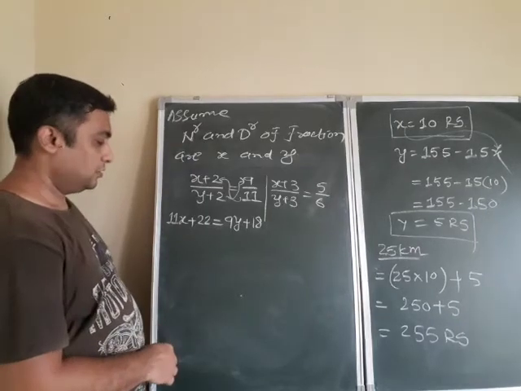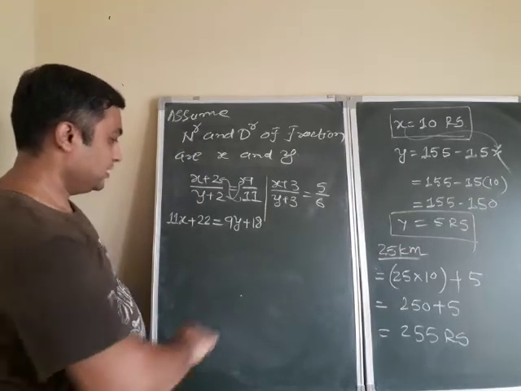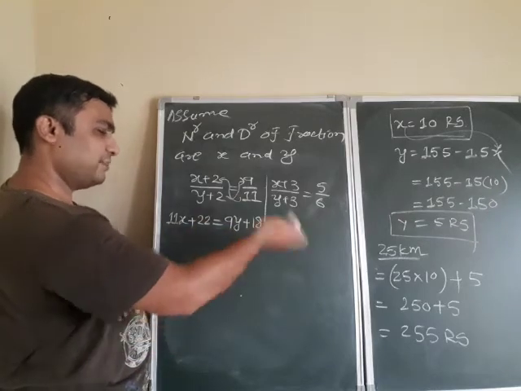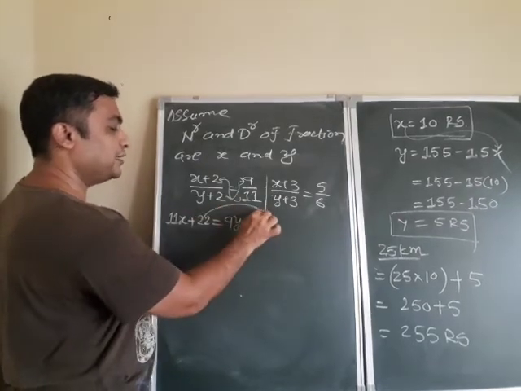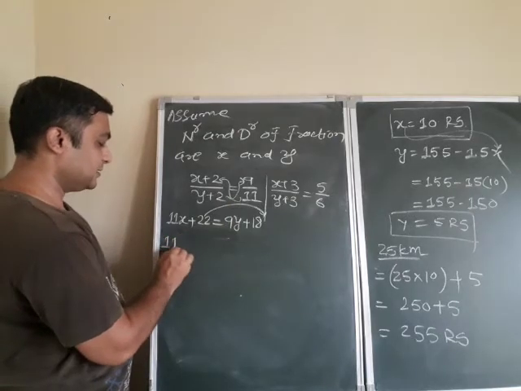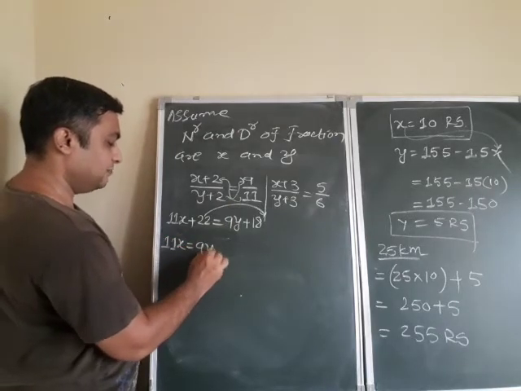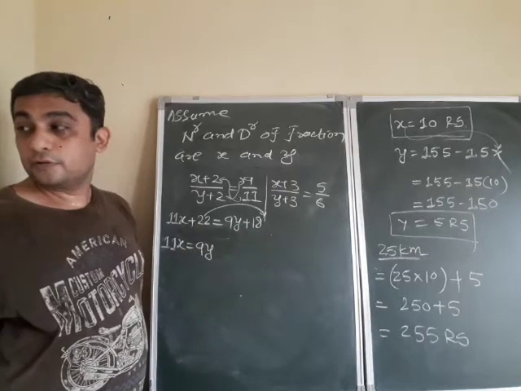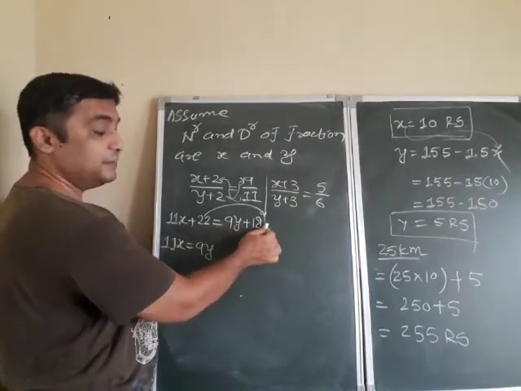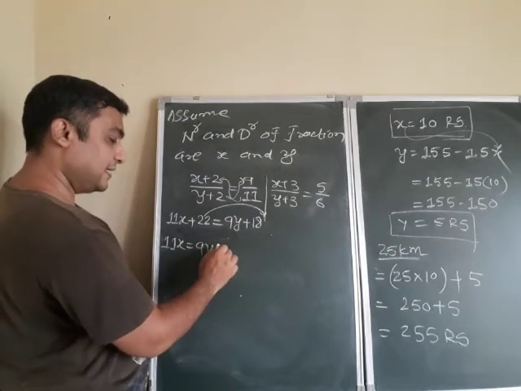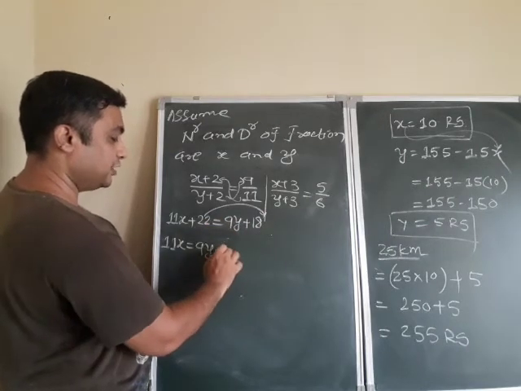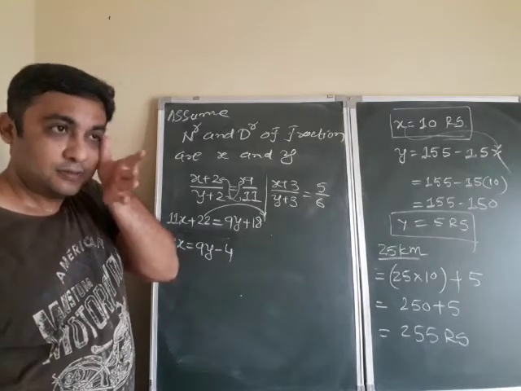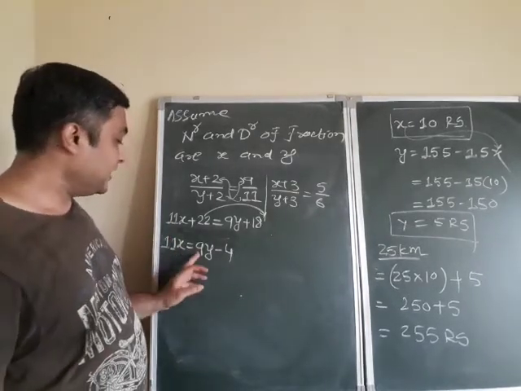Now 9y on this side, so x and y get replaced on the same side. Take plus 22 on this side. 11x is equal to 9y plus 18 on this side, minus 22, right? So it comes to 18 minus 22. May I write directly? So 18 minus 22 is equal to minus 4. So 11x is equal to 9y minus 4.